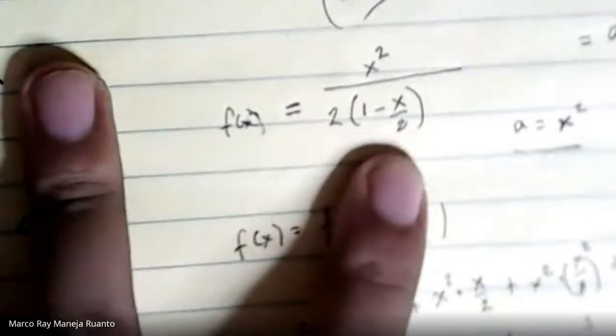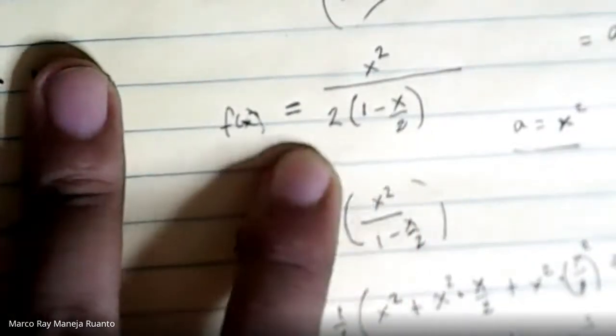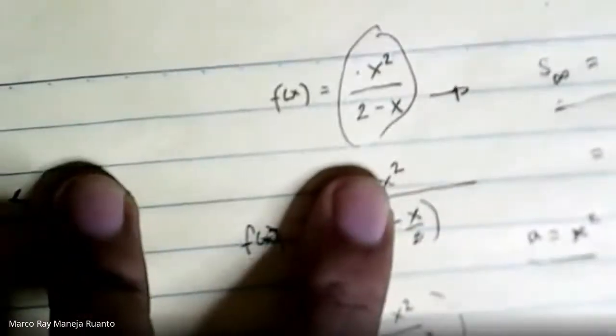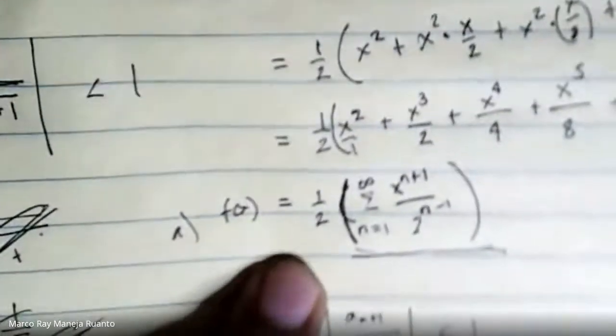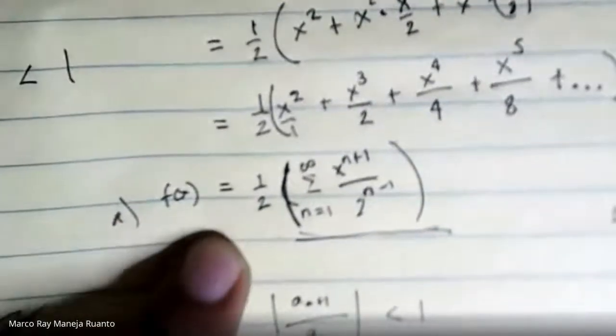So for this function, the equivalent power series is this one. Then the radius of convergence is 2. Okay, this is the radius of convergence. So that's how we get the one.